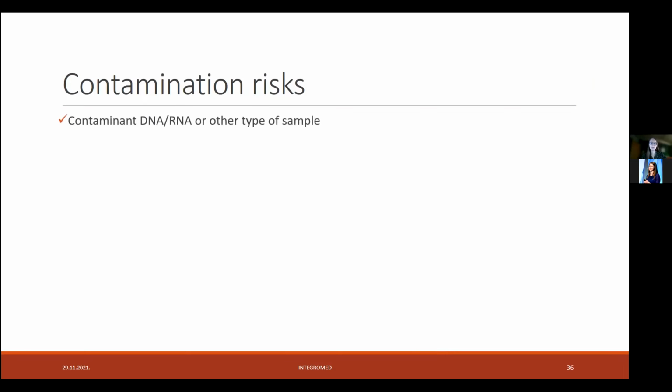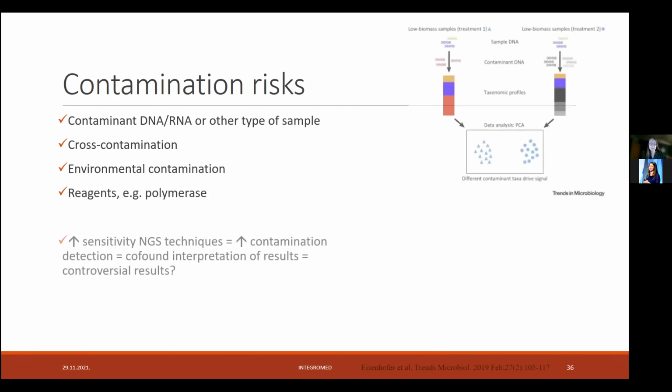So about contamination risks, there could be various. We could have contaminated DNA, RNA, or other type of sample during the collection. We could have cross-contamination while we are working with the samples in the lab. We could have some environmental contamination and contamination in the reagents. I already mentioned that most of the reagents we obtain from microorganisms.